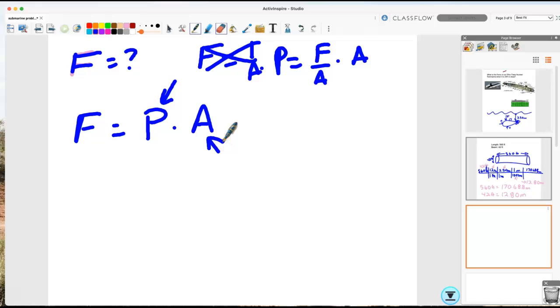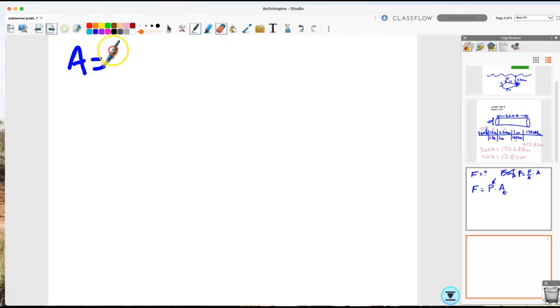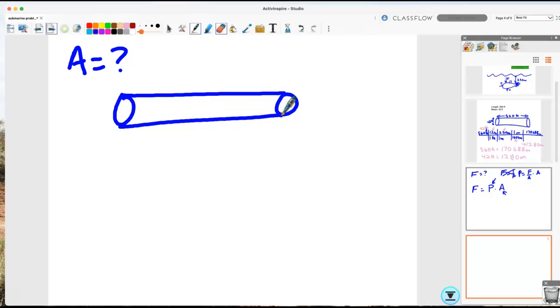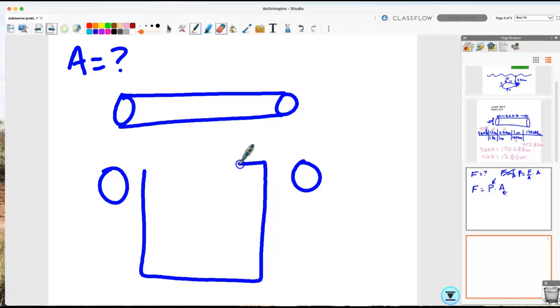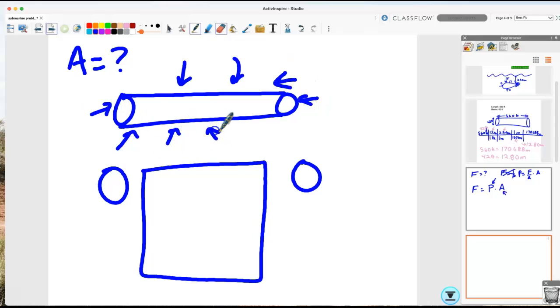So let's do the area first. How are we going to find the area of this submarine? Remember we said it was a cylinder, right? If I take that cylinder apart, it's made out of an end and an end. And if I take that tube and unroll it, it'll just be a giant square. That's what we're looking for, the area, because the pressure is going to be pushing all over that submarine. So the force is from the pressure all over that, and we need that whole area.